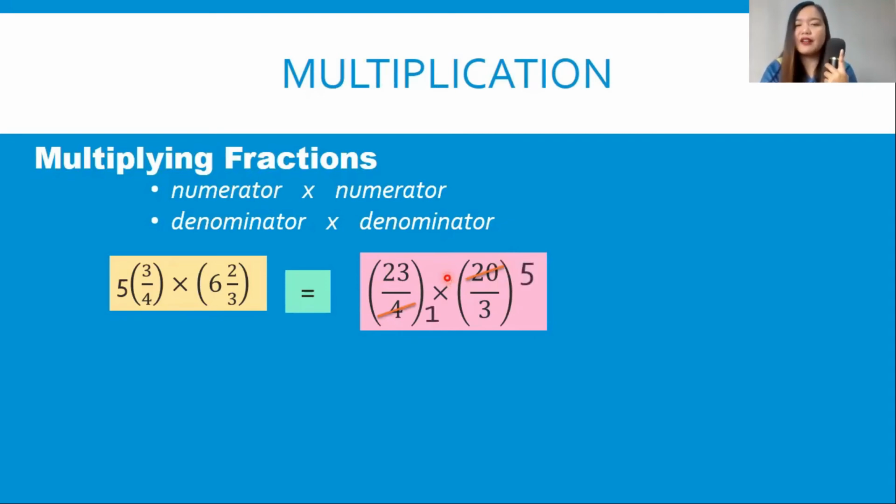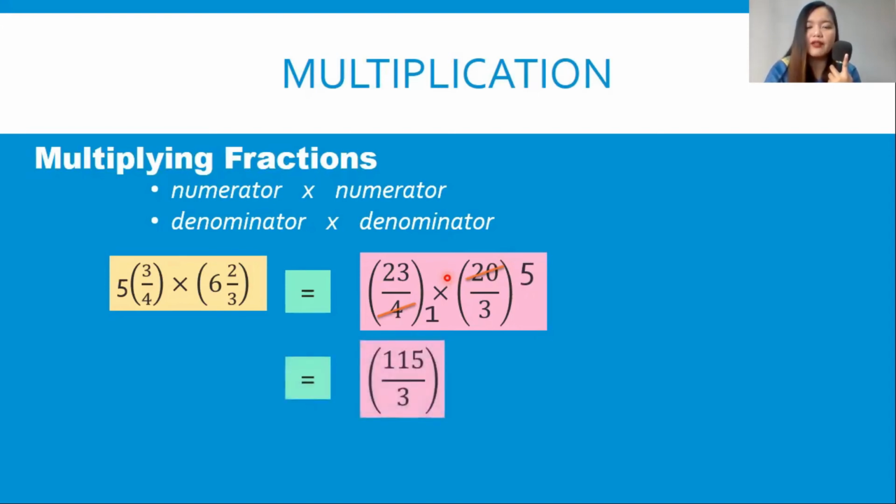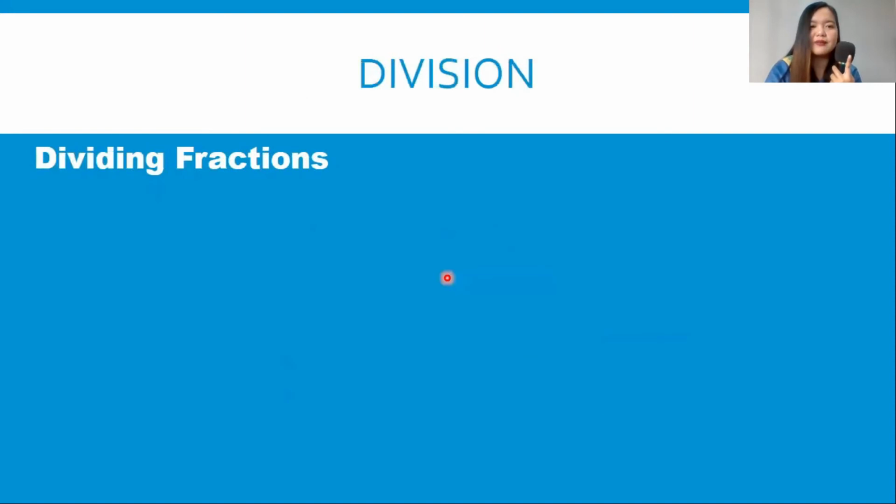And simplifying that one by dividing both by their GCF, which is 4, and 4 divided by 4 is 1, and 20 divided by 4 is 5. And now, since we are already done with simplification, do the multiplication and you have that one. Or if you want to write that as a mixed number, that's the answer.